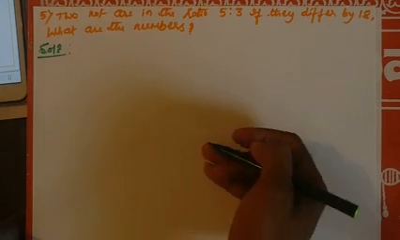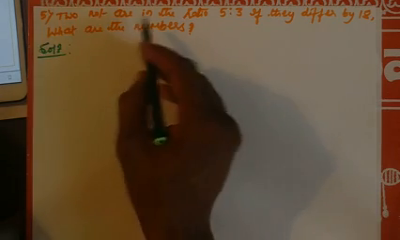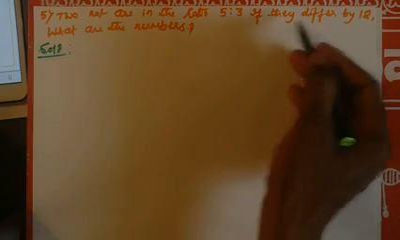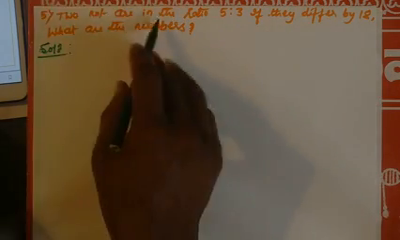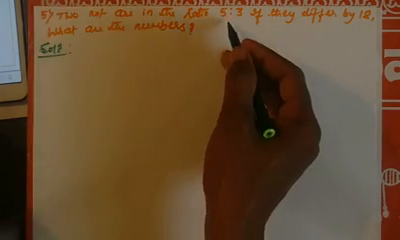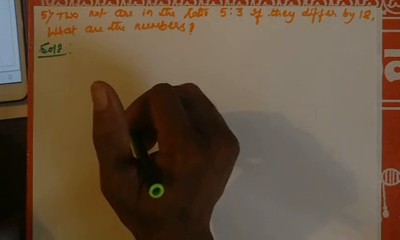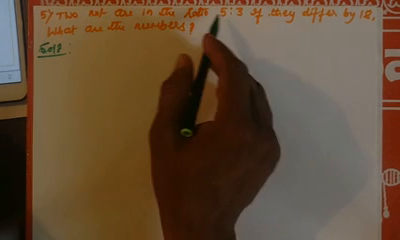Okay, dear students, now let us discuss the fifth question. Two numbers are in the ratio 5:3. If they differ by 18, what are the numbers? Very easy. Two numbers are in the ratio. What is that? 5:3 as given. Okay, let the numbers be 5x and 3x.